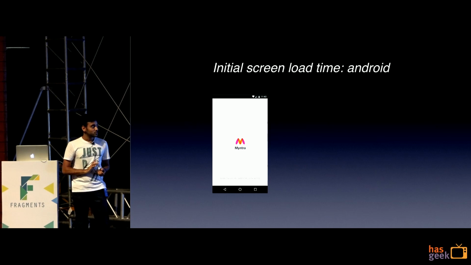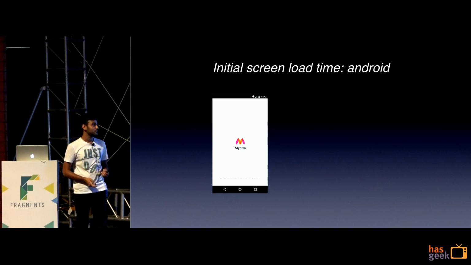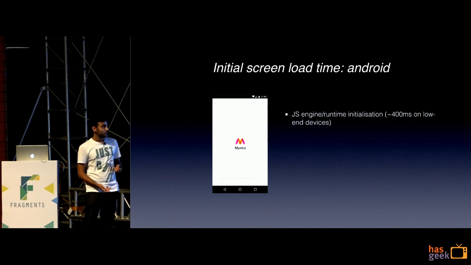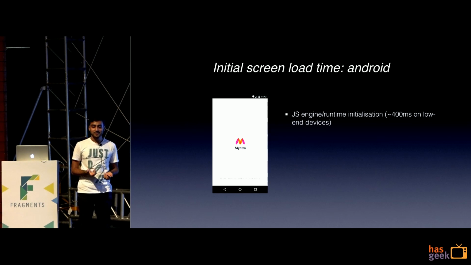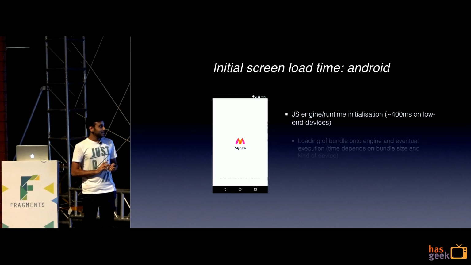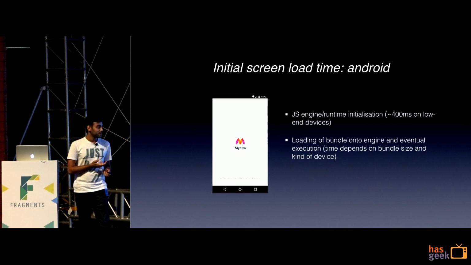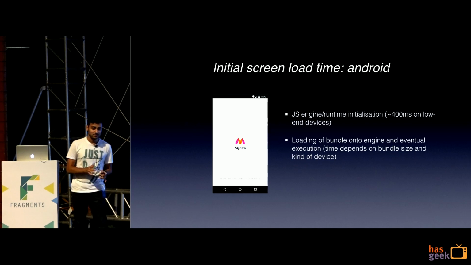This is the splash screen that shows up, and when this is showing up, multiple initializations are happening in the background, right? Some like Facebook SDK initialization, Crashlytics and all that. In parallel, there is an async task going on, which is initializing the JavaScript engine runtime, which is JSC, which got packaged with the app. This takes 400 milliseconds on low-end devices. And after this engine is warmed up, you load your bundle onto this engine, and the execution time depends on your bundle size and the kind of device.